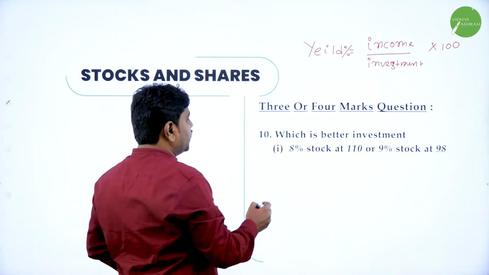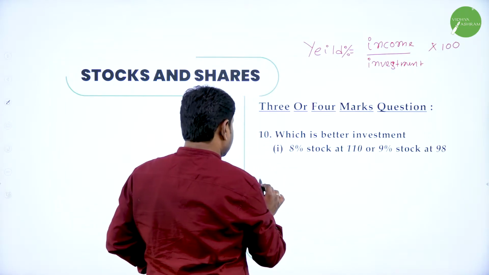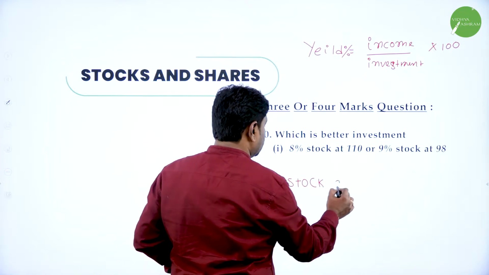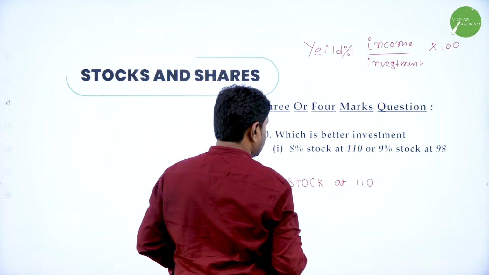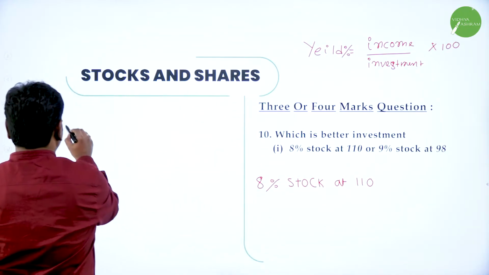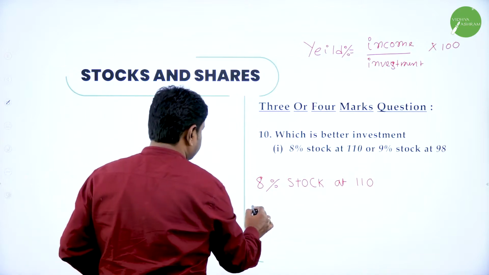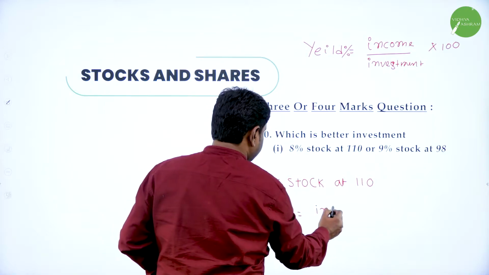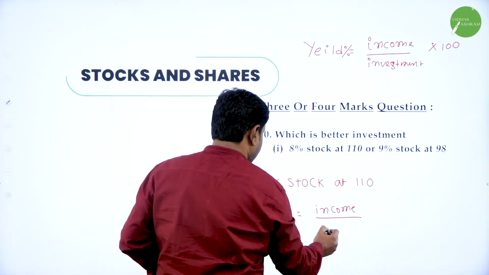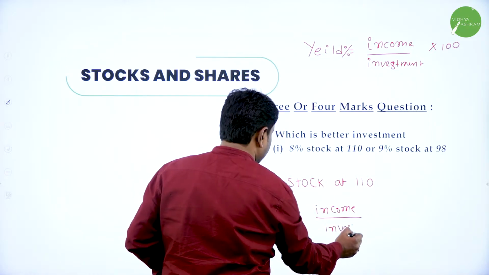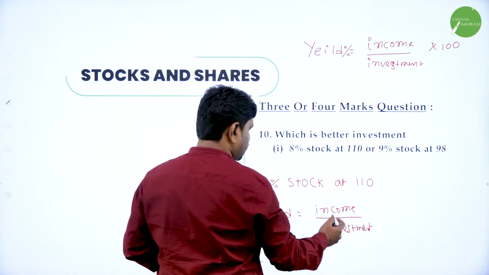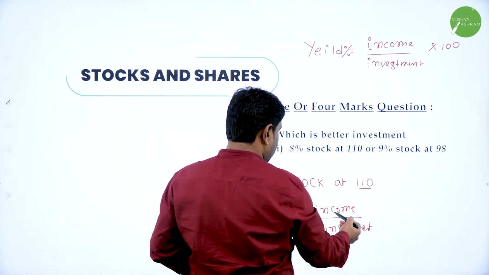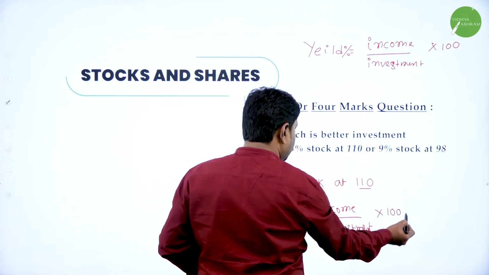First, we will take the first case, 8% stock at 110. So for that, let me calculate yield. Yield is equal to what? Income divided by investment. Investment means market value. We assume that we are playing in face value only, because they have not given market value, they have given investment market value. Income by investment into 100, if you do, you will get yield in percentage.